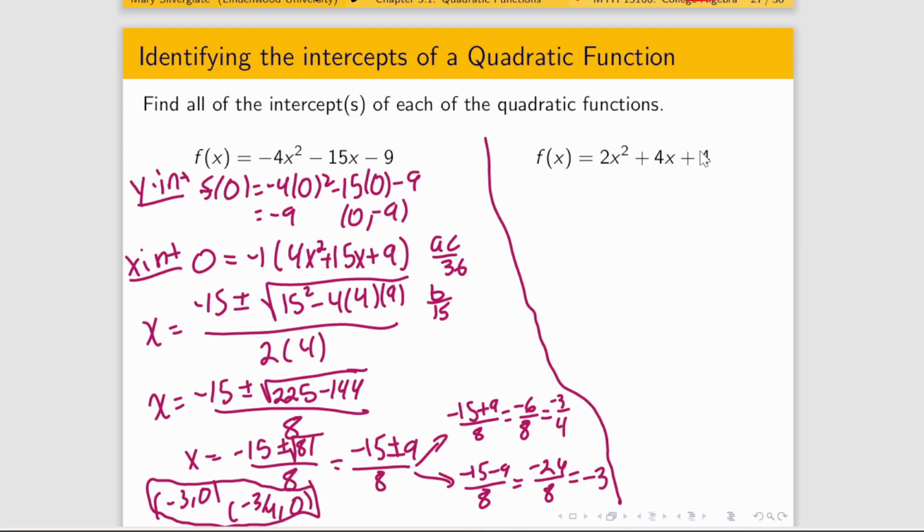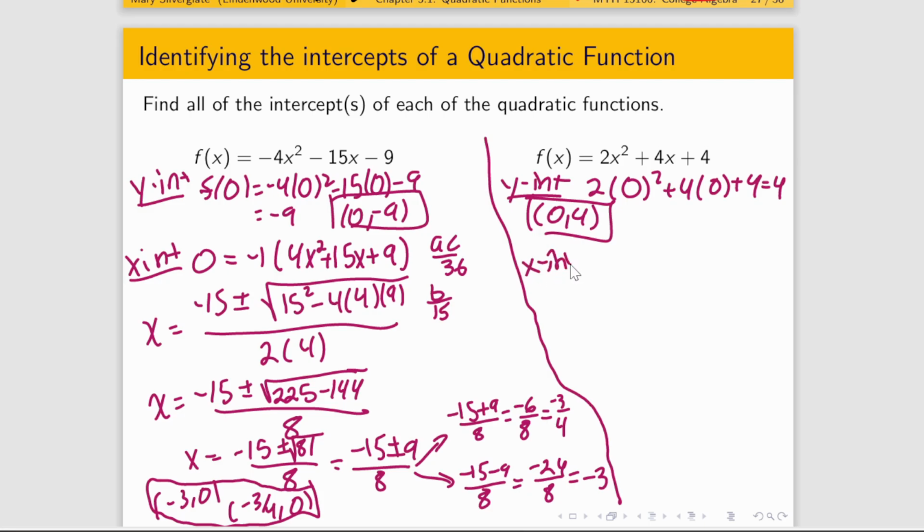For the next one, this is an example where you definitely first want to find your y-intercept, of course, because that's usually simplest. So you do 2 times 0 squared plus 4 times 0 plus 4. Multiplying by 0 makes that go away, you're just left with 4, so we have a y-intercept at (0, 4).